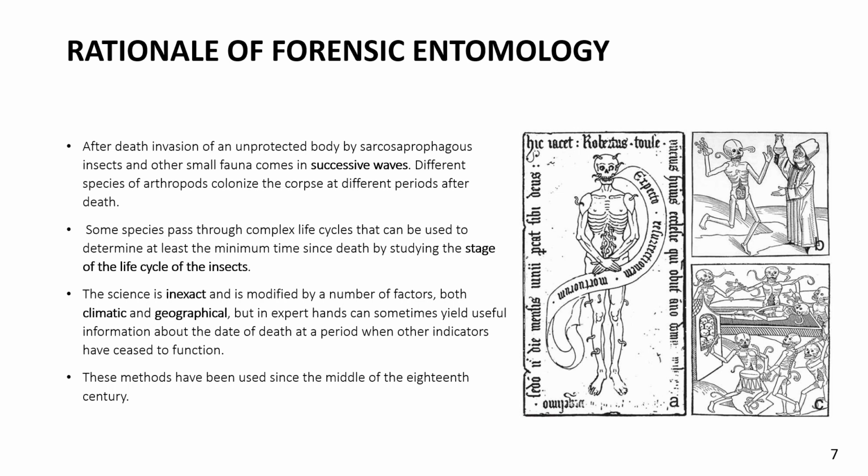Some species pass through a complex life cycle that can be used to determine the minimum time since death by studying the stage of the life cycle of the insects. The science is inexact and is modified by a number of factors, both climatic and geographical, but in expert hands can sometimes yield useful information about the date of death at a period when the other indicators have ceased to function. These methods have been used since the middle of the 18th century.